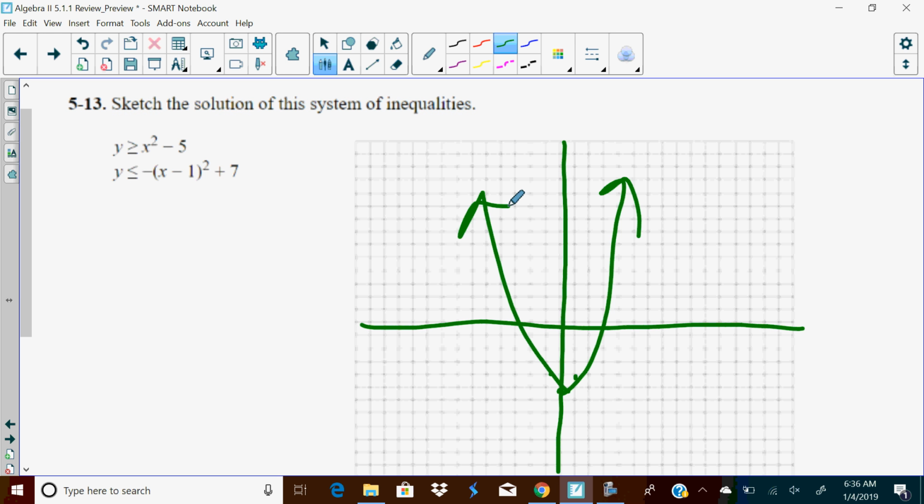They're solid lines because it's greater than or equal to. For the second one, the vertex is at positive 1, 7. And it's a standard parabola, but it's turned upside down. So the first parabola, the answer was greater than. The second one was less than. So when we shade, you would shade in between.